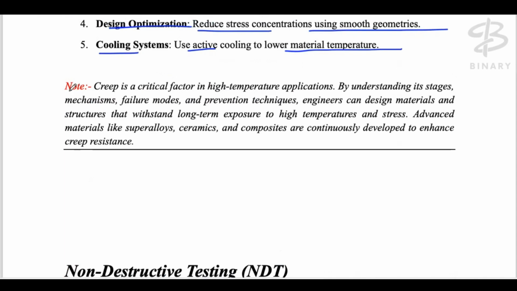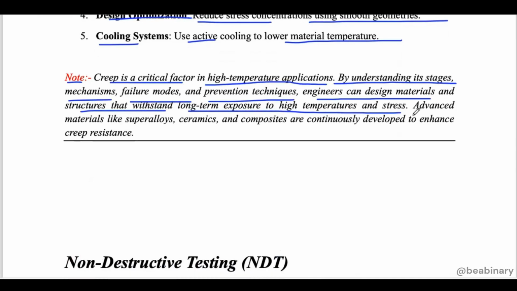In short, what is creep? Creep is a critical factor in high temperature applications. By understanding its stages, mechanisms, failure modes, and prevention techniques, engineers can design materials and structures that withstand long-term exposure to high temperatures and stresses. Advanced materials like superalloys, ceramics, and composites are continuously developed to enhance creep resistance. So the R&D is being done so that we can enhance the material properties for creep applications.